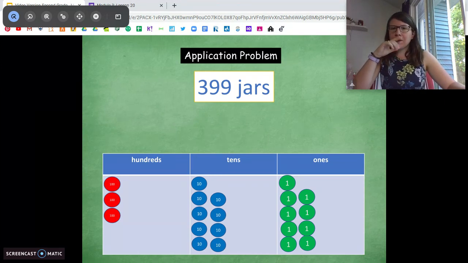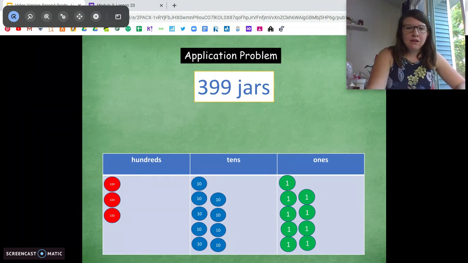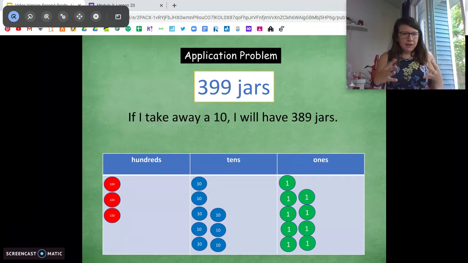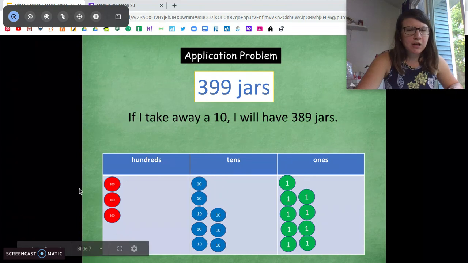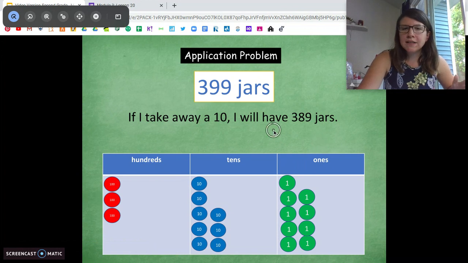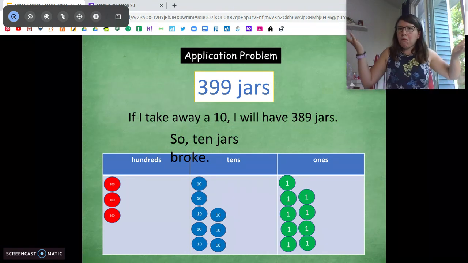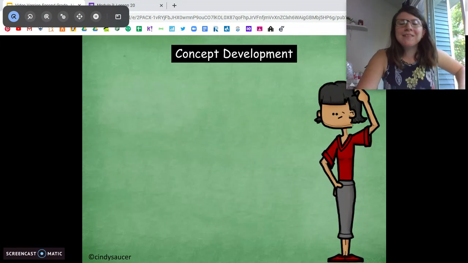So we need to somehow get to 389. I'm looking at this a little bit, and 389 is a little bit different. There's 10 less there, so I'm going to take a 10 away. If I take 10 away, I have 389 jars, right? That's how many jars were left. So if I take 10 away, we get 389, so 10 jars broke. I took that 10 away from my place value chart and got that number. So 10 jars broke. We got it. Good job. All right, clear that off your board.